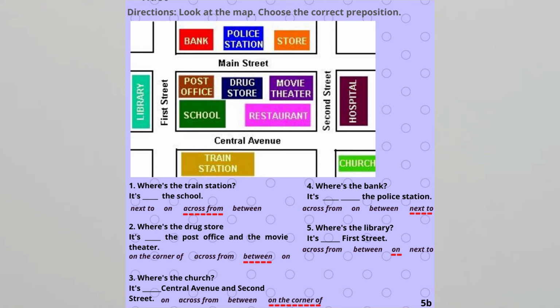Number 4, where's the bank? It's next to the police station. Number 5, where's the library? If you said it's on 1st Street, then you're correct. So hopefully that activity helped you understand better about prepositions of location. Let's look at today's objectives and see how we did.